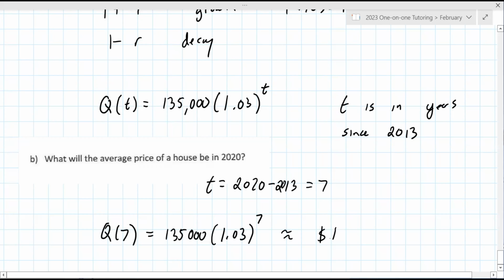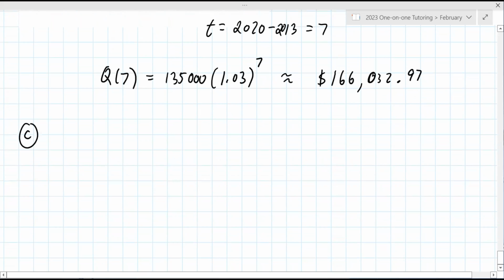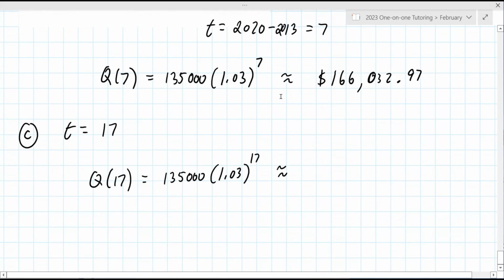So this is 166,032.97. Got it. Part C is for 2030, so T is now 17 years. Base year is 2013. So same thing, Q of 17 equals 135,123 times 1.03 to the power of 17, and that gives $223,134.43.